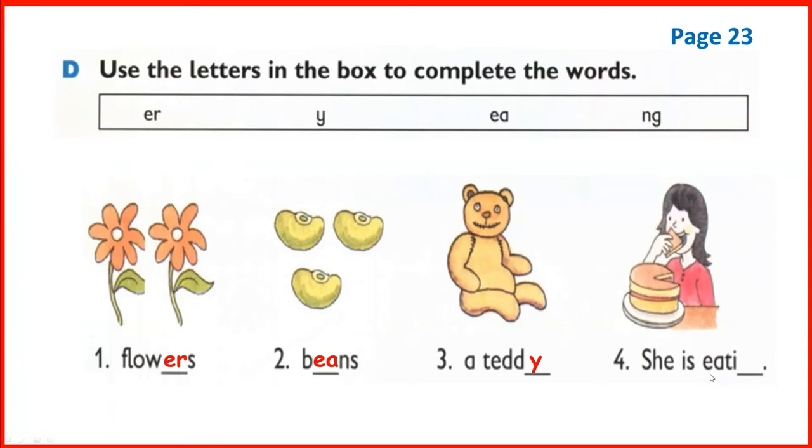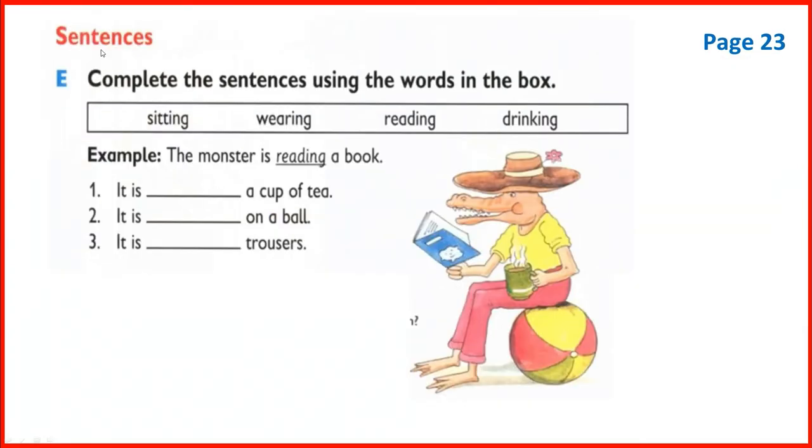Now, she is eating. What's the spelling of eating? E-A-T-I-N-G. Eating. Now, N-G. You have to write here N-G. You have to put N-G from here and write here N-G. Okay, like this.